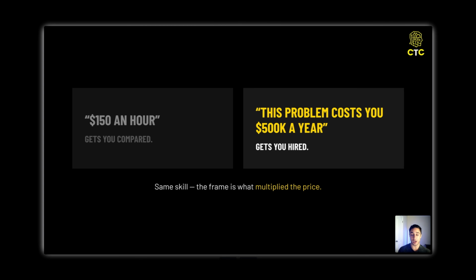Now, the same exact thing we just talked about, this framing skill, is also what allows you to multiply your price. It's an extreme leverage point, okay? Think of it like the fulcrum where you're placing it, that's where your frame falls into. The same exact individual, same exact skill, can either charge $150 an hour, right? And that's going to get you compared to everybody else on Upwork or Fiverr. Or if you simply frame it as this problem costs you $500,000 a year, if we help you solve it, that's an extra $500,000 you get to keep. That gets you hired because you talked about their outcome, right? Their problem. And you framed it that way, even though you're going to use the same exact skills to solve it.